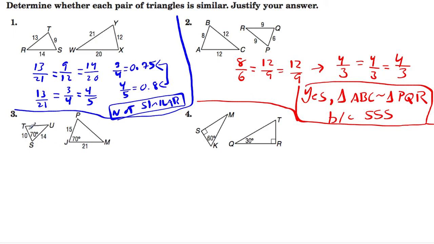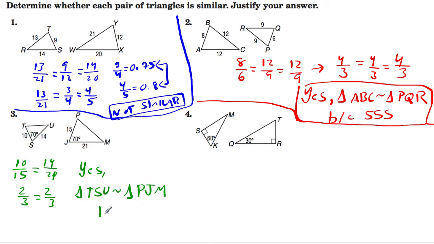Here they give us this angle, so the two angles are congruent, which is great. So if the sides are proportional, so if 10 to 15 is the same as 14 to 21, that means that these triangles are similar. So 10 to 15, that is 2 to 3. 14 to 21 reduces to 2 to 3 as well. So yes, these are similar. So we can say triangle TSU is similar to triangle PJM, and that's because of side angle side.